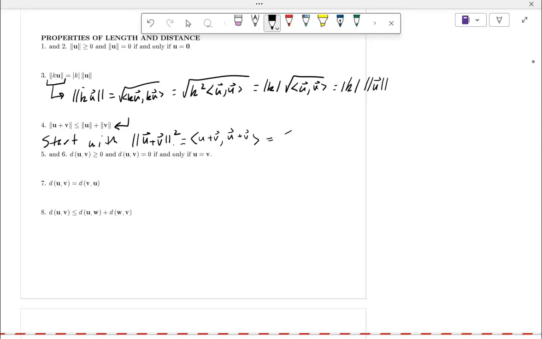So this would be the inner product of u with itself. You'd have 2 inner products of u and v, and you'd have the inner product of v with itself, right? We did one like that last time, right? Where it kind of just looks like a foiling idea, doesn't it?